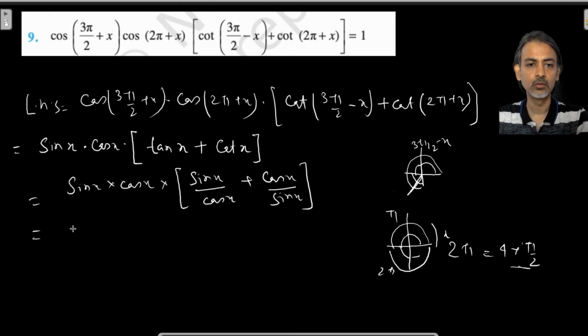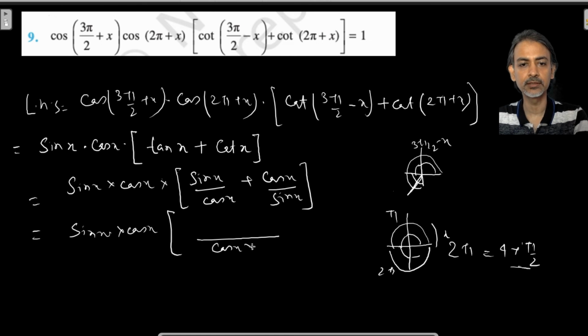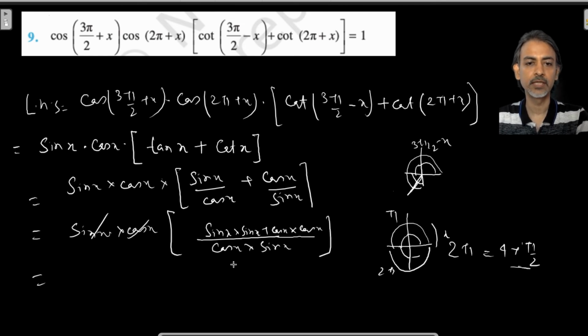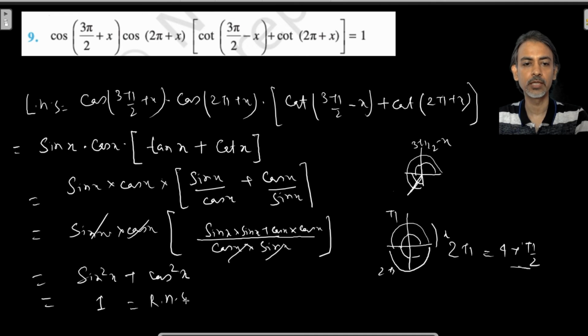So now look at this, sin x into cos x, and this is going to be my LCM, cos x into sin x. I can take cos x into sin x as LCM. Now cos x will cancel out, so this will become sin x into sin x, and the other one will become cos x into cos x. Now this sin x cos x will get cancelled out, and this will become sin square x plus cos square x, and we know that sin square x plus cos square x is nothing but 1. So this is what we had to prove on the right hand side. So it is proved. Let's go on to the next problem.